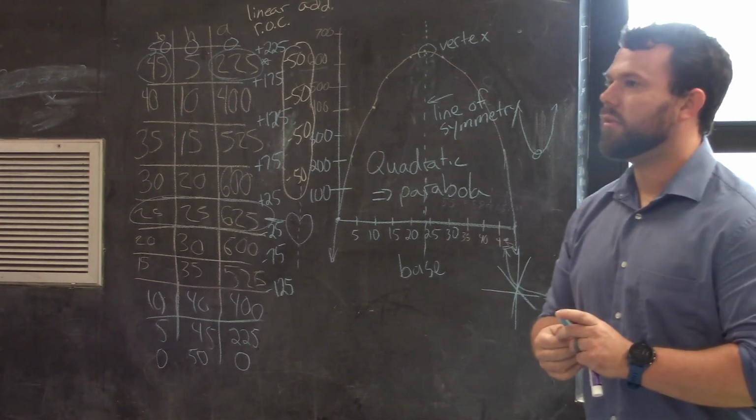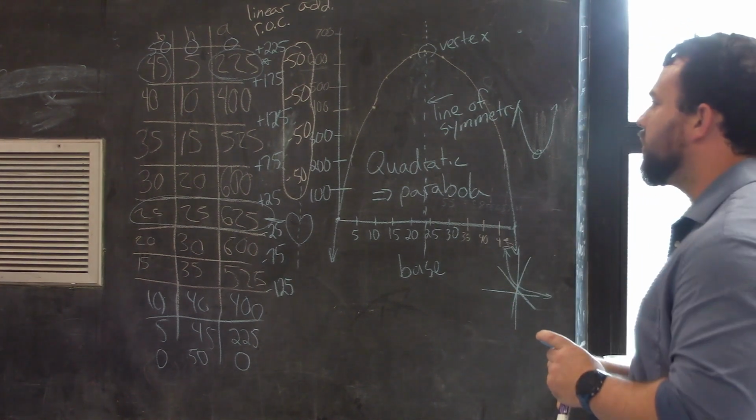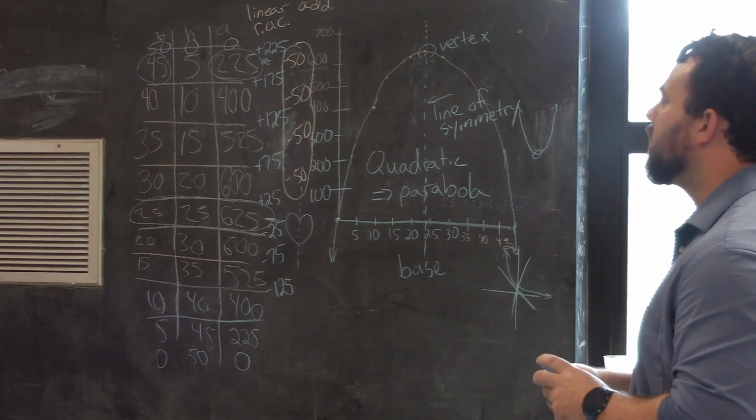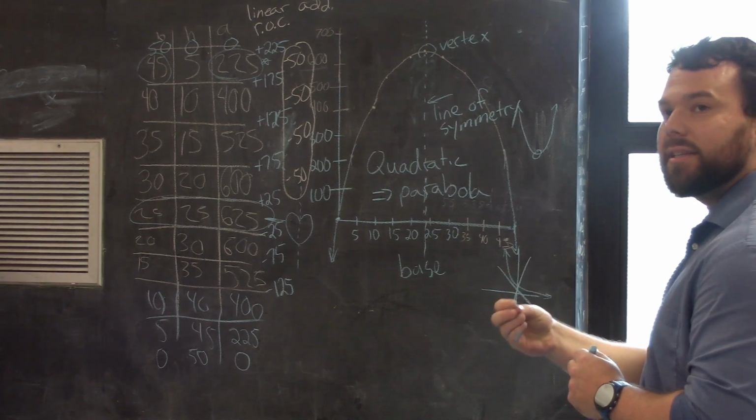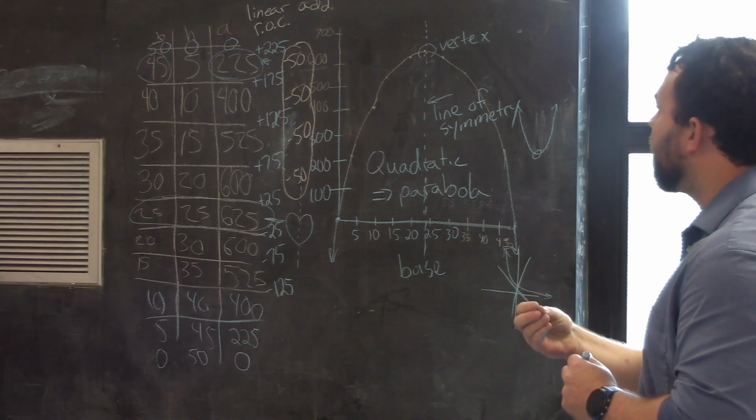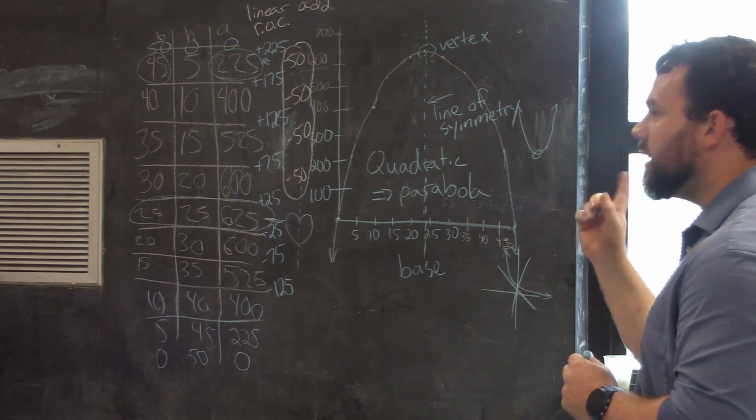So what type of rate of change does a quadratic have? Linear additive. Not just linear, come on. Remember, a linear function had a constant additive rate of change. A quadratic function is going to have a linear additive rate of change.